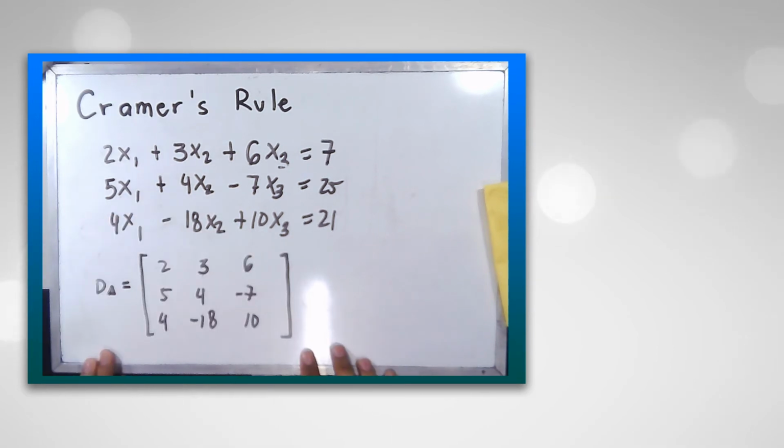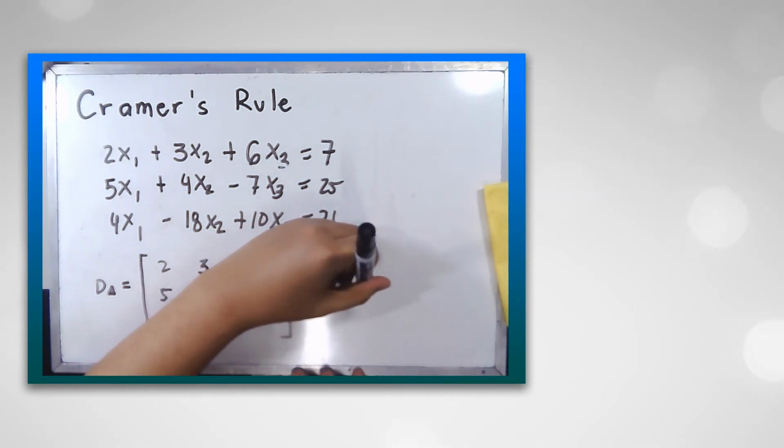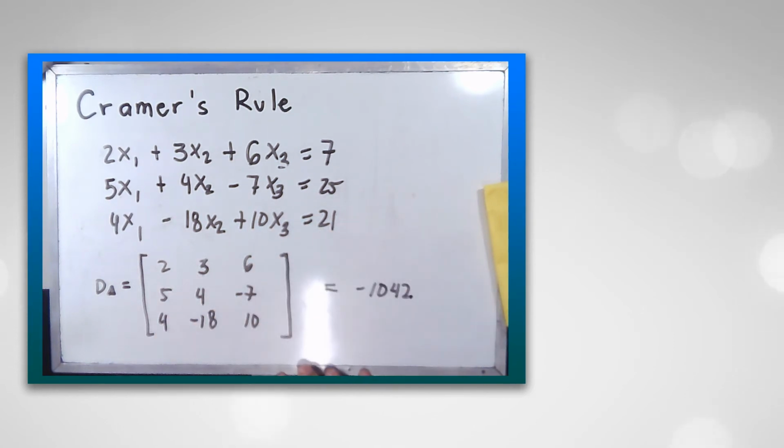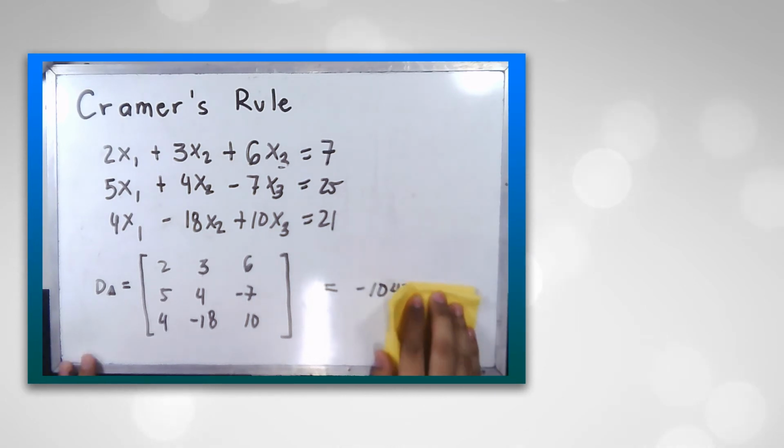We could solve this using our manual method, or we could also solve this using our calculators. That will be pretty much easier. So you choose your own method, but we must arrive at the value negative 1042. That will be our denominator in the next three solutions that we will be doing. So let's start now.